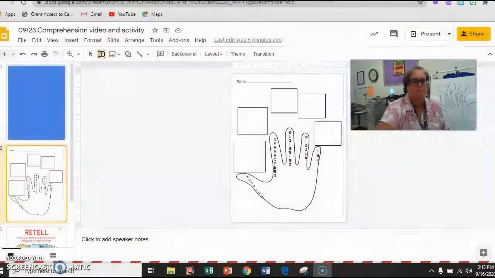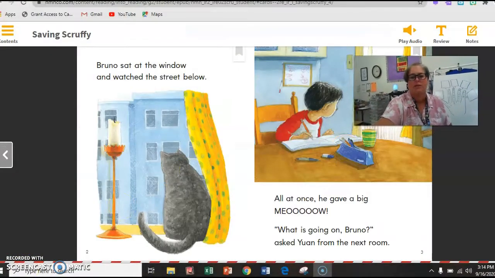So, if you need to pause right now, pause. And get your hand drawn. And we're going to start right here reading this story called Saving Scruffy.